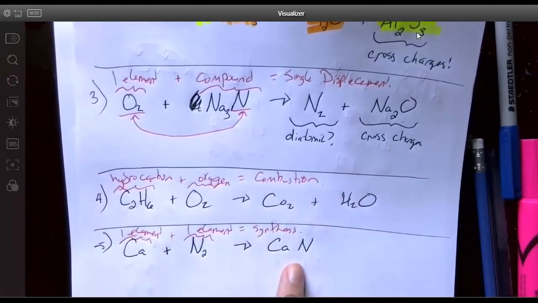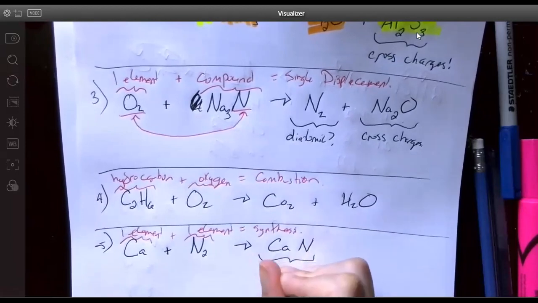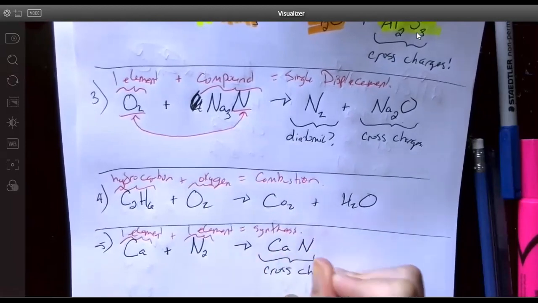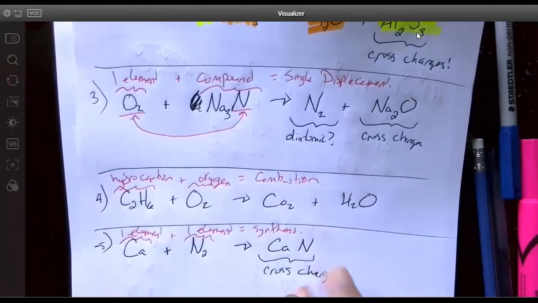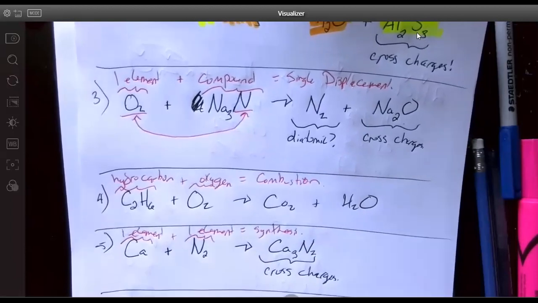And because this is an ionic compound, don't forget to cross your charges. So we get Ca3N2.